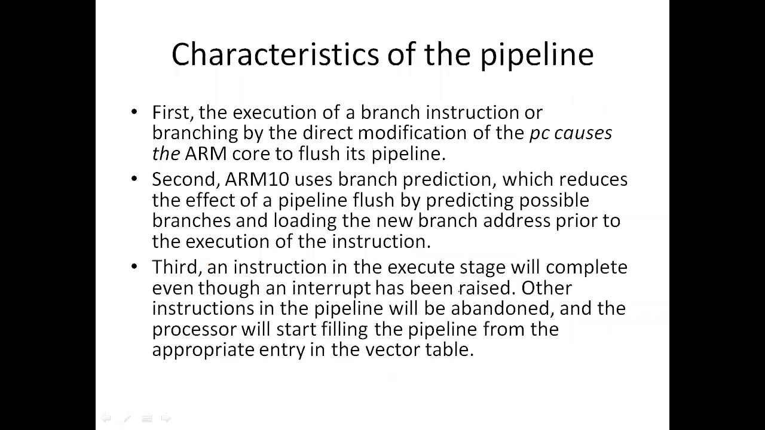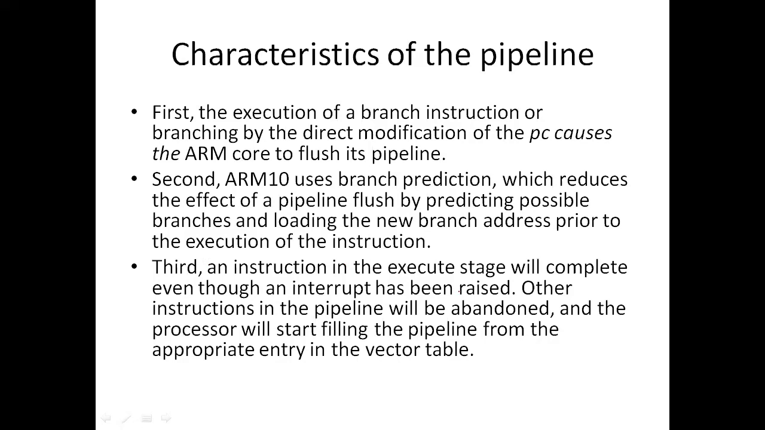The second point you have to remember with the ARM pipeline is that ARM10 uses branch prediction, which reduces the effect of the pipeline flush by predicting the possible branch and loading the new branch address prior to the execution of the instruction. So in order to avoid the number of instruction flush-outs in your system, ARM10 uses a mechanism called branch prediction, which reduces the effect of pipeline flush-outs.